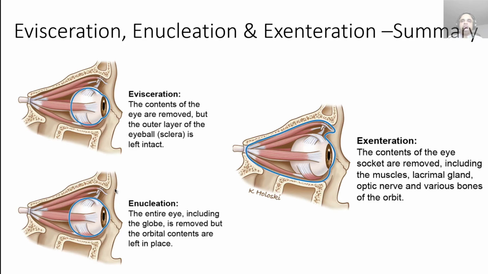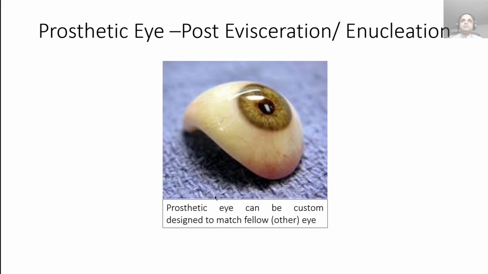So these are just small diagrams. Evisceration is removing just the contents of the eyeball, leaving the scleral shell. Enucleation is all of the eyeball. Exenteration is all of the orbit, including the adnexa. So for sympathetic ophthalmitis or uveitis, we do evisceration or enucleation. And a prosthetic eye can be implanted afterwards, once the procedure is complete. After evisceration and enucleation, obviously, it can be put in, but not after exenteration.